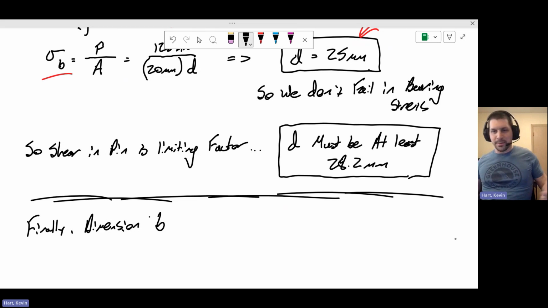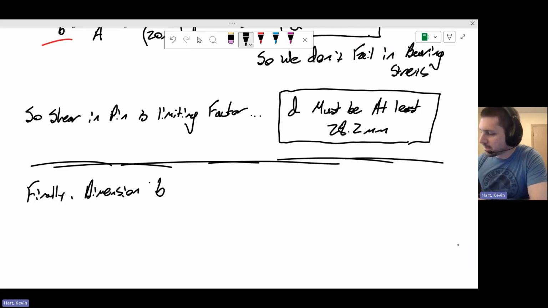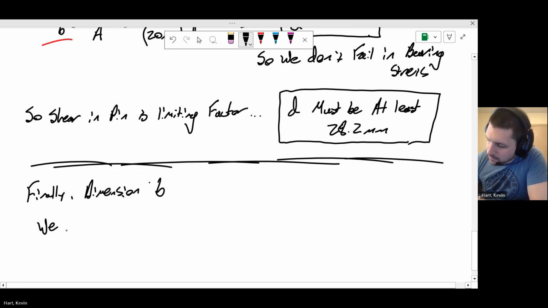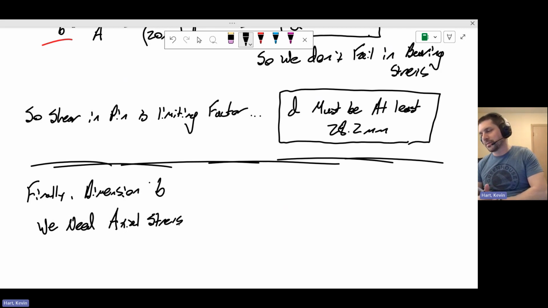And now I have to think about which of the stresses, the shear stress, the bearing stress, the axial stress, is going to drive my choice of this tie rod diameter B. And in this case, we need axial stress. Or I should say we have an axial stress limitation. And let me explain why that is if I cut the tie rod sort of in the middle where that dimension B is.